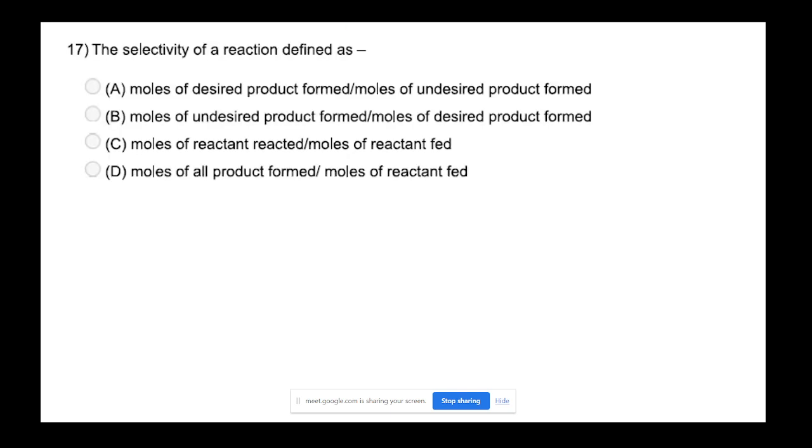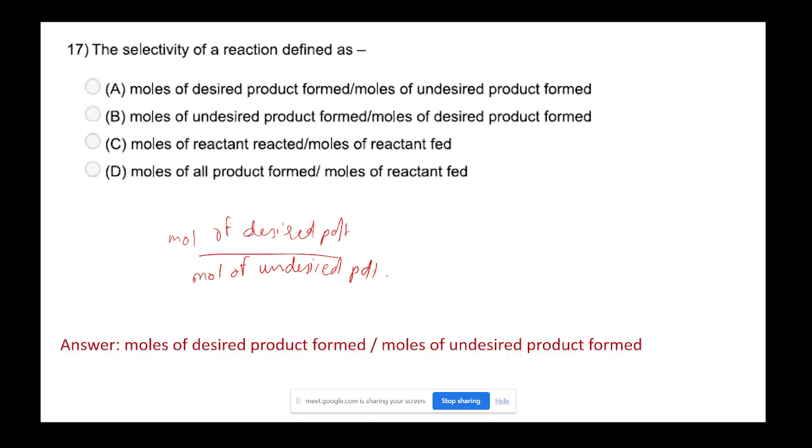Next question is, selectivity of a reaction is defined as, I have told you this in the explanation, which is nothing but moles of desired product upon moles of undesired product. So moles of desired product by undesired product is option A.